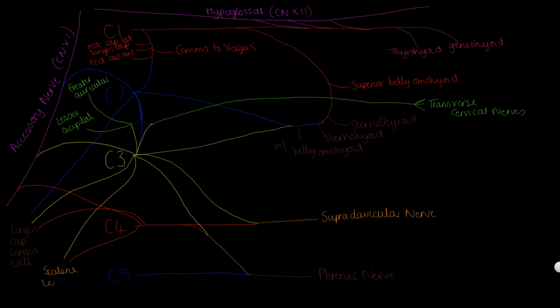Another branch from C3 combines with fibres from C4 and C5 to form the phrenic nerve. The phrenic nerve acts to innervate the diaphragm. C4 also contributes to the accessory nerve. Nerve roots C2, C3, and C4 also branch to innervate the longus capitis and the longus colli muscles within the neck.